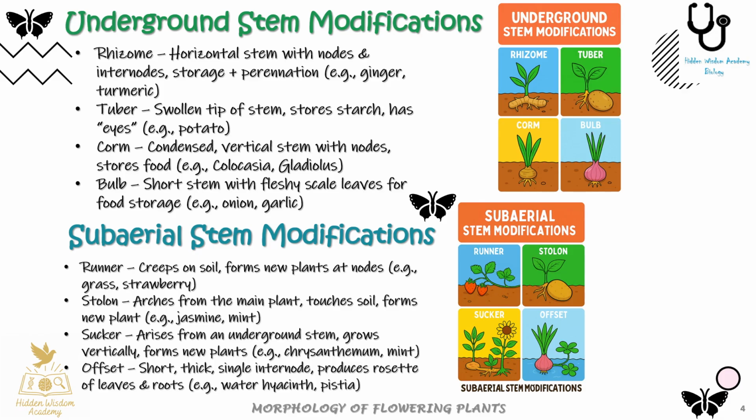Now, let's talk about subaerial stem modifications. These help plants multiply by vegetative propagation. A runner creeps on the soil surface and makes new plants at the nodes, like in grass and strawberry. A stolon grows from the base of the stem, bends down, and forms a new plant where it touches the soil, seen in jasmine and mint. A sucker comes from underground parts, grows upward, and gives rise to new shoots, as in chrysanthemum and mint. An offset is a short, thick stem with one internode and a rosette of leaves, found in water hyacinth and pistia. These help plants spread quickly and cover new areas.